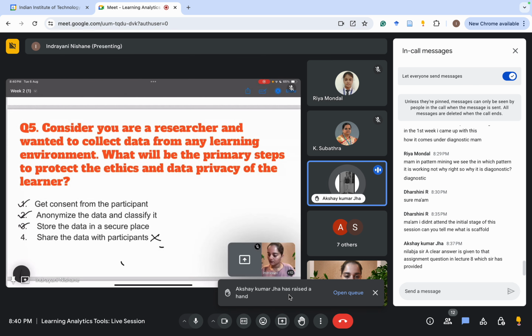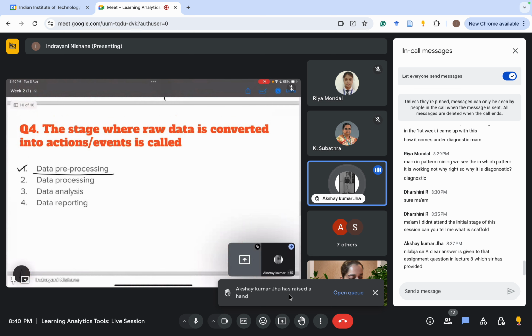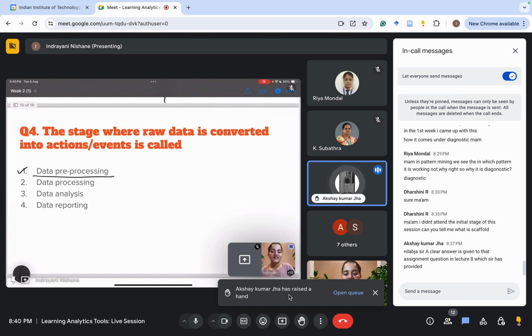Ma'am, can you explain a bit the definition of data post-processing? Like sir has mentioned, but sir didn't explain that. These are just data science words. Don't get confused.